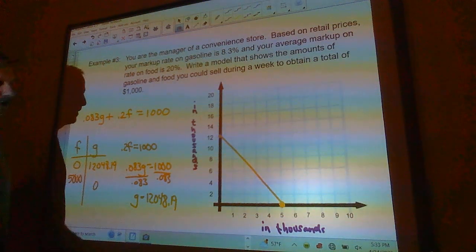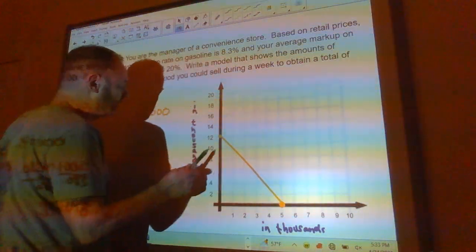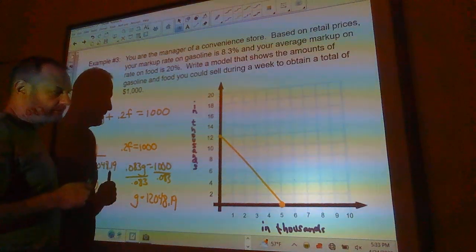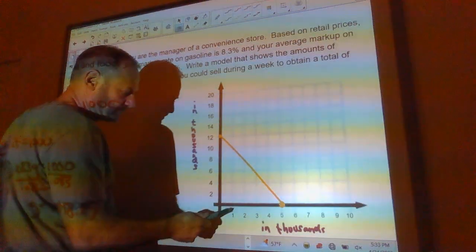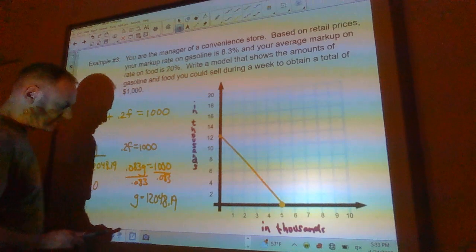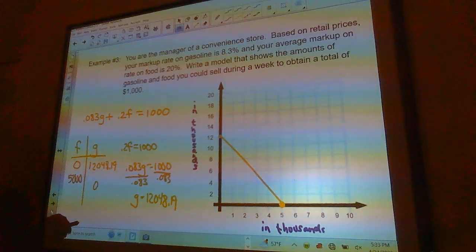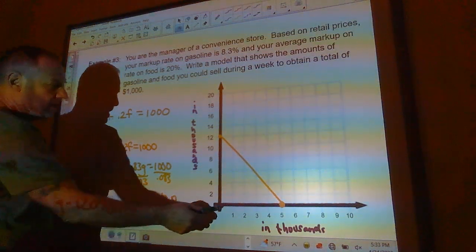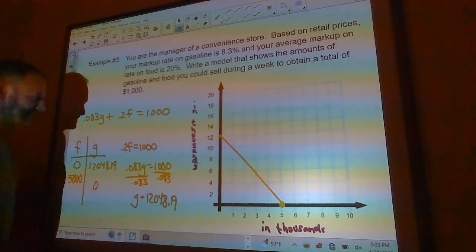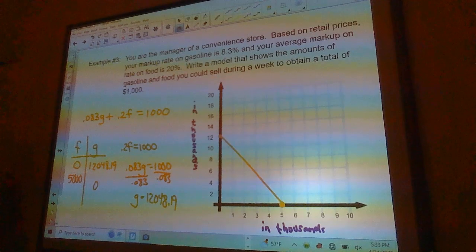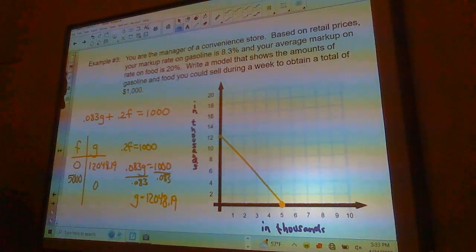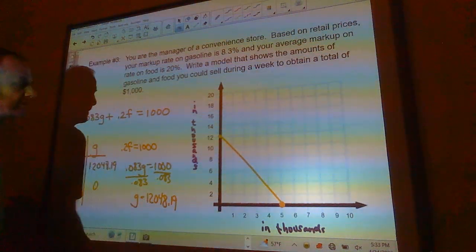Okay, so anywhere along this line that I happen to be will give me $1,000 in profit. Okay, so if I want $1,000 worth of food sales, okay, I'm going to need $10,000 worth of gasoline sales, right? And so on. So there you go.